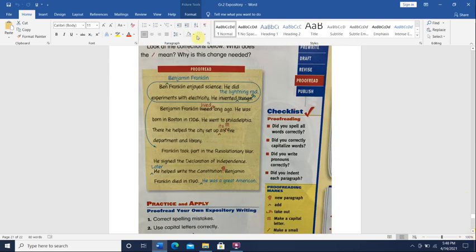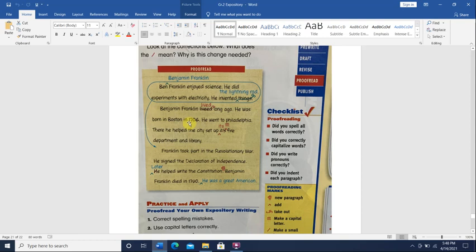Okay? Here, for example, Ben Franklin enjoyed science. His name is not, this is short for, no, we have to write his name properly because we're writing his biography. So Benjamin Franklin enjoyed science. Okay, he did experiments with electricity. He invented the lightning rod. So instead of writing things, we wrote exactly what he invented.